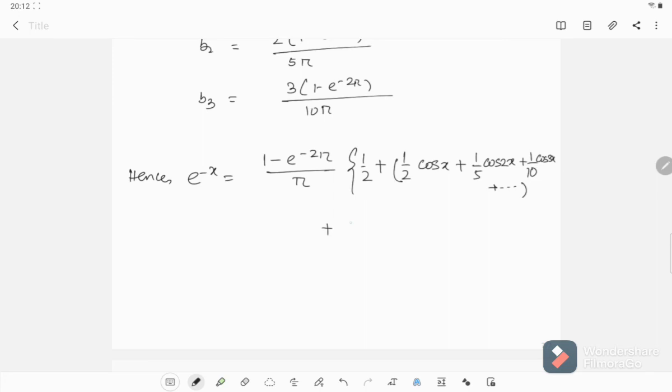I have solved this problem. I have obtained the Fourier series of e to the power minus x in the 0 to 2 pi range, and you can do it yourself also. Be cautious while you are solving the integration.